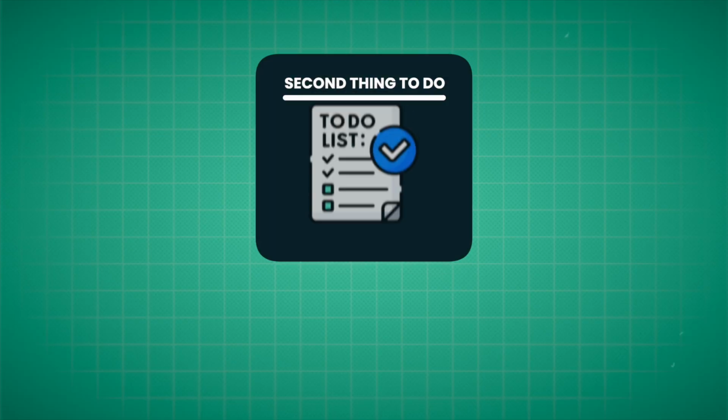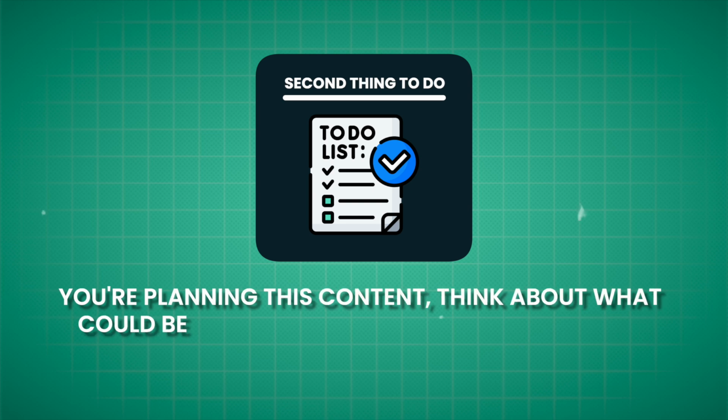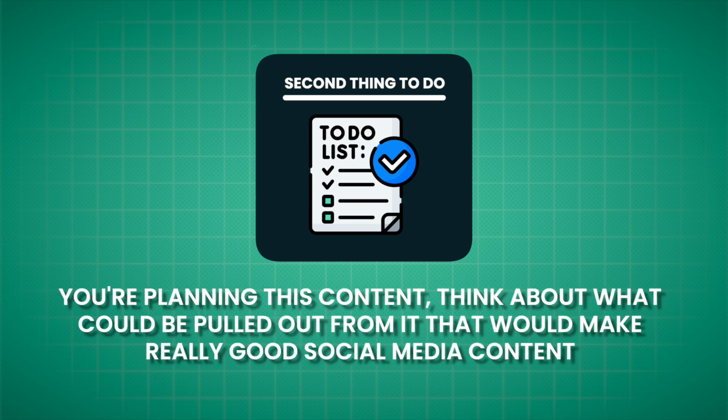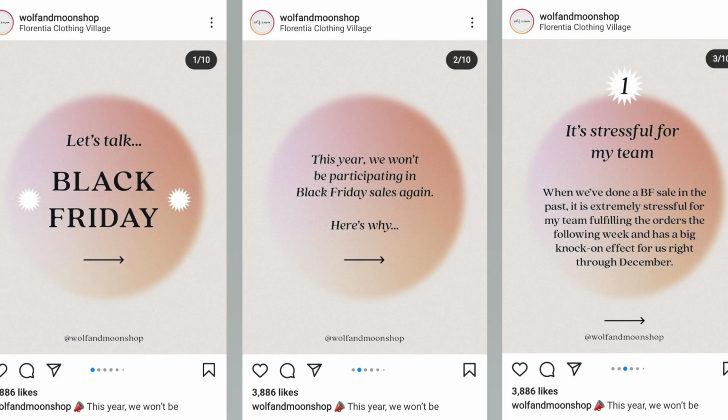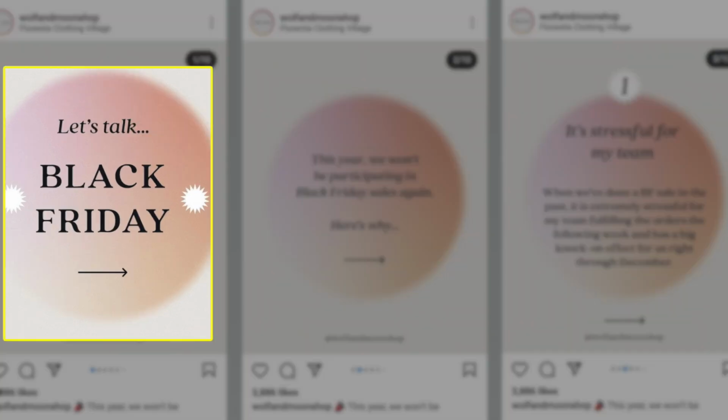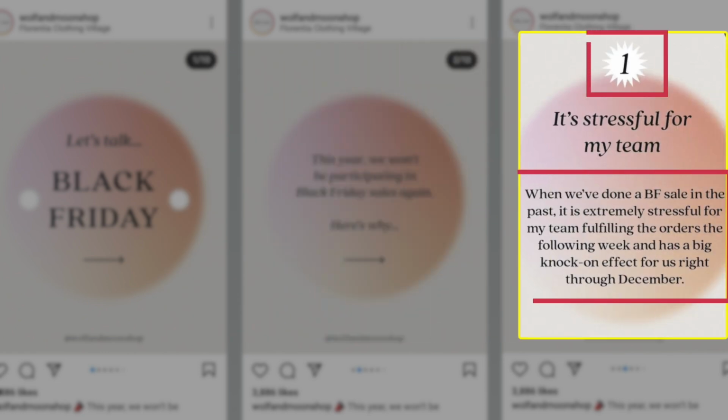The next thing you can do is, as you're planning this content, think about what could be pulled out from it that would make really good social media content. So if there's a clean structure to it, obviously that makes a really good carousel. If you've seen LinkedIn carousels or carousels on Instagram, they generally follow a very clean structure. They have a main title, and then they may have a point 1, an explanation, point 2, an explanation, point 3, an explanation, things like that.